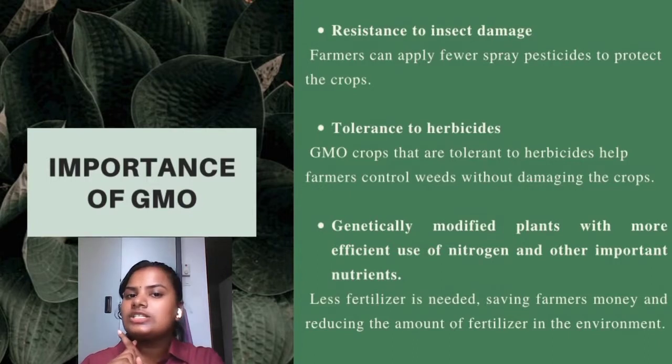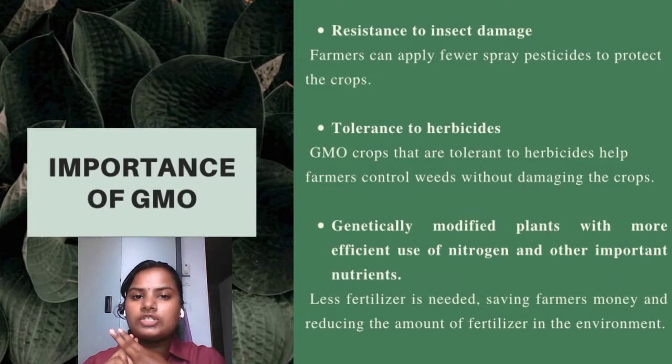First, resistance to insect damage. Genetically modified traits like insect resistance help to maximize yields and enable farmers to grow more food using less land and with fewer inputs like chemicals and fuel. As the crops are insect resistant, farmers apply fewer pesticides to protect the crops, leading them to save money.